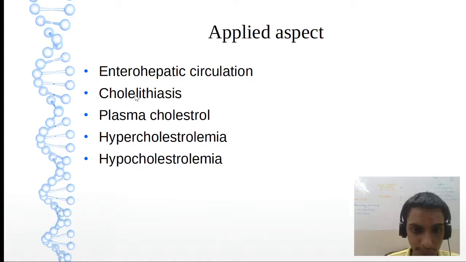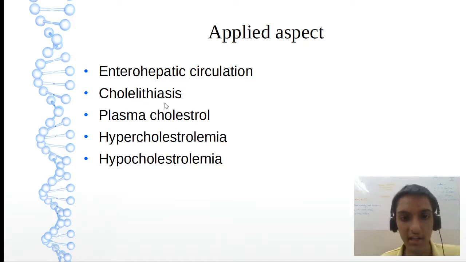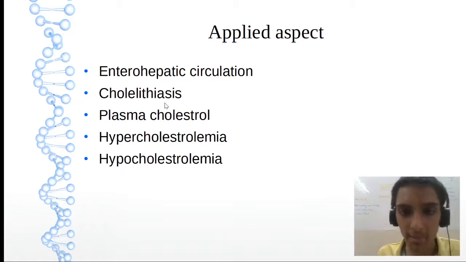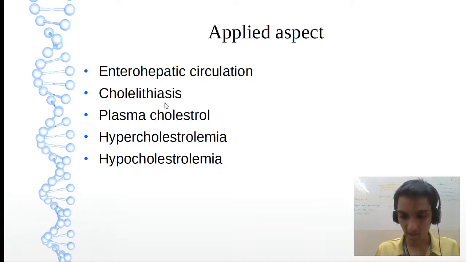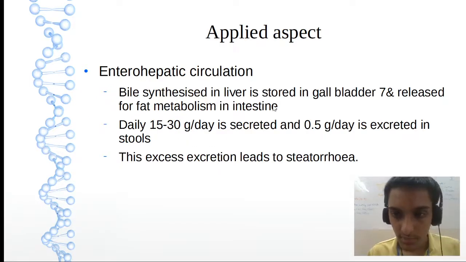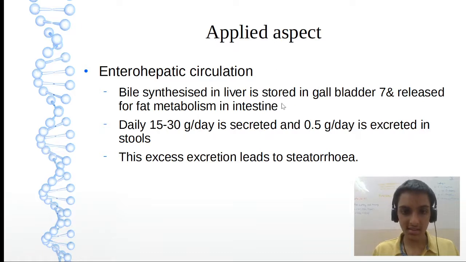Applied aspects: we have enterohepatic circulation, cholelithiasis, the plasma cholesterol, and then hyper and hypocholesterolemia. So coming to enterohepatic circulation, the bile will be synthesized in the liver and stored in the gallbladder. When the fat molecules are about to enter the intestine, this bile will be released from the gallbladder, breaking that fat into small molecules.